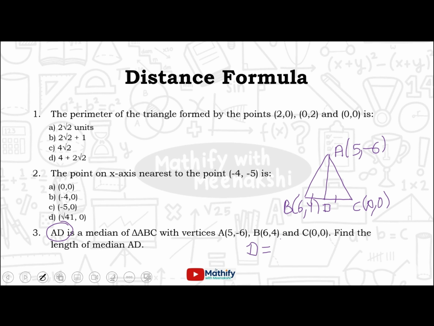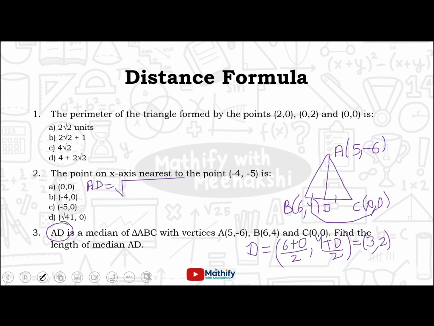How can we find the midpoint? Just see, the sum of x coordinates, 6 plus 0 by 2, comma, sum of y coordinates, 4 plus 0 by 2. What is 6 by 2? It's 3. What is 4 by 2? It's 2. So coordinates of D is 3, 2. Now we have to simply find the distance between 5 comma minus 6 and 3 comma 2. So let's find the distance AD.